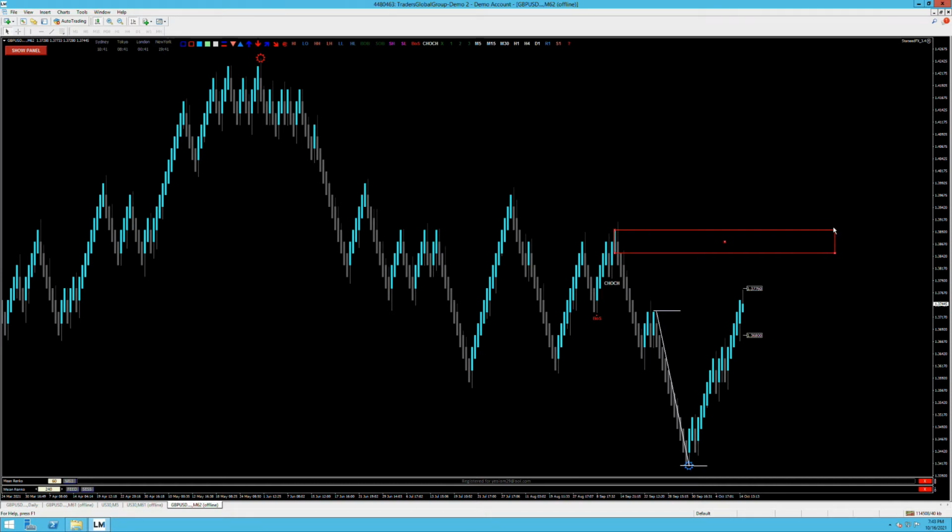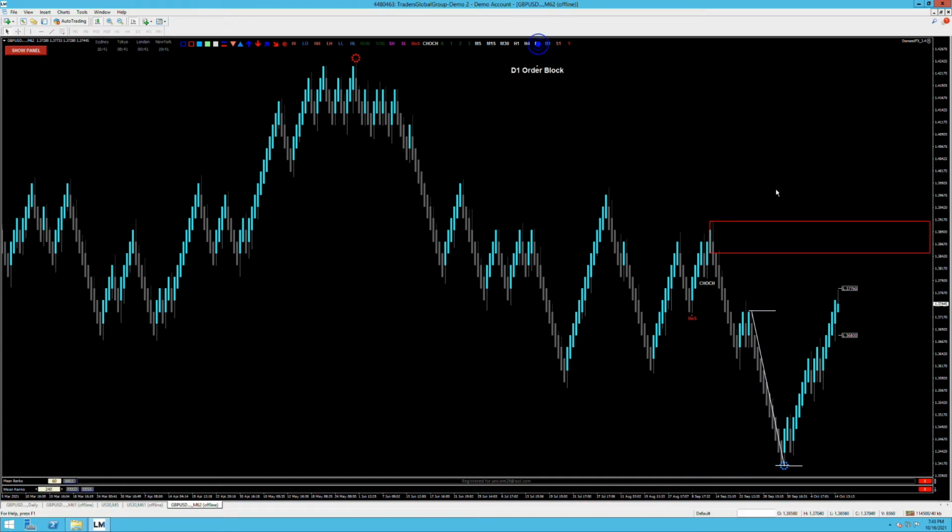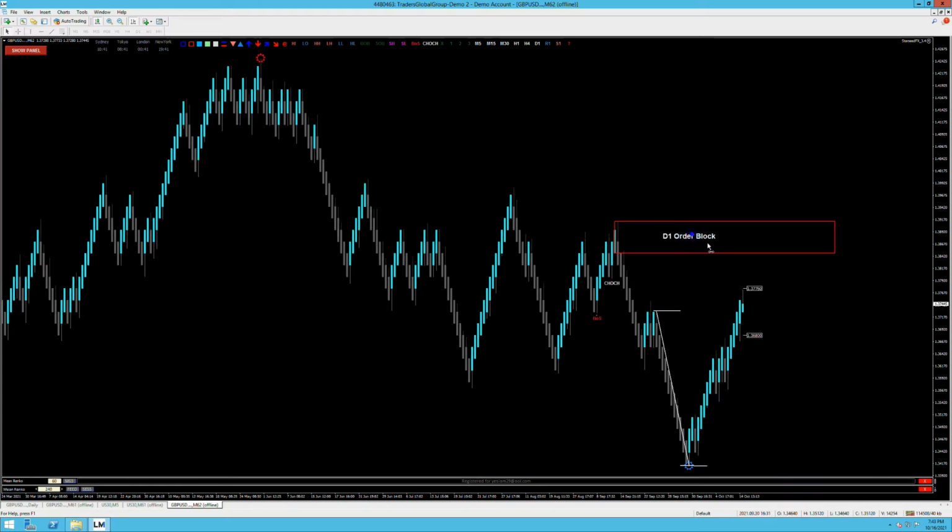I'm actually going to put this up here, do the whole thing, and this is a daily order block, and it's also a sell order block. So that way we know which direction. Because it's red, I know that it's going to be a sell. Okay, so that's just that from a daily perspective.